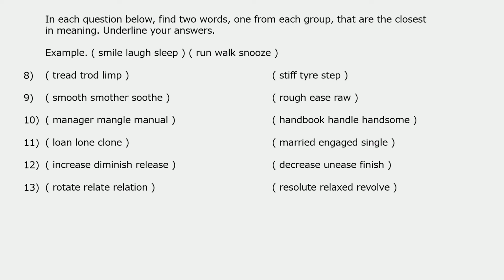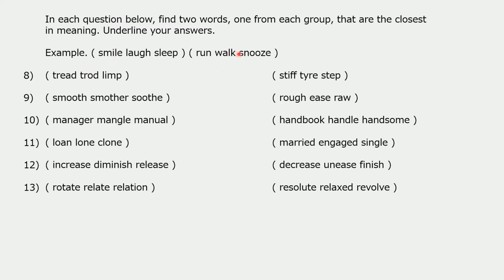In each question below, find two words, one from each group, that are closest in meaning. Underline your answers. Example: smile, laugh, sleep. Run, walk, snooze. So now we read the question again to make sure that we know. In each question below, find two words, one from each group, that are the closest in meaning. Underline your answers.